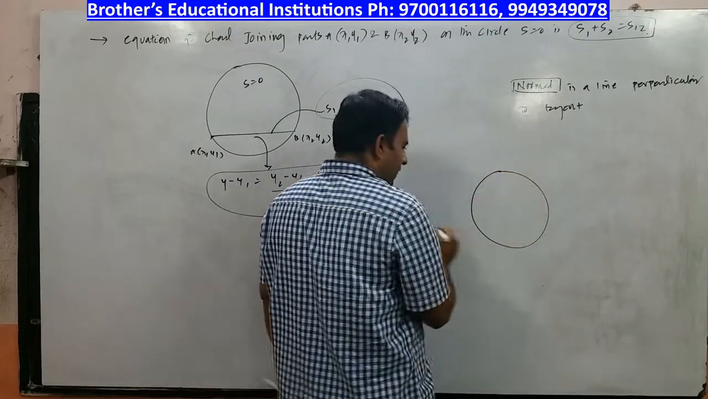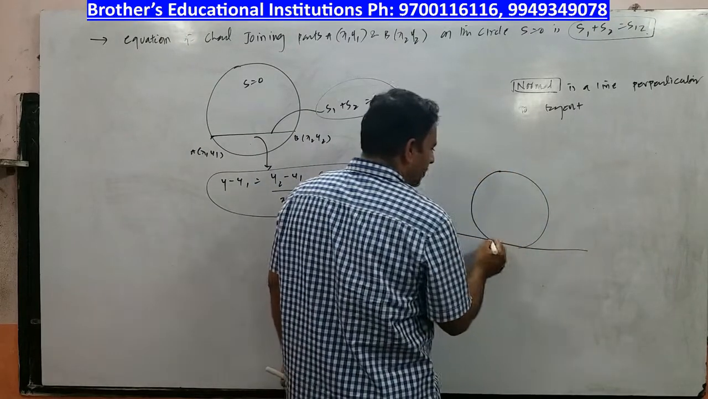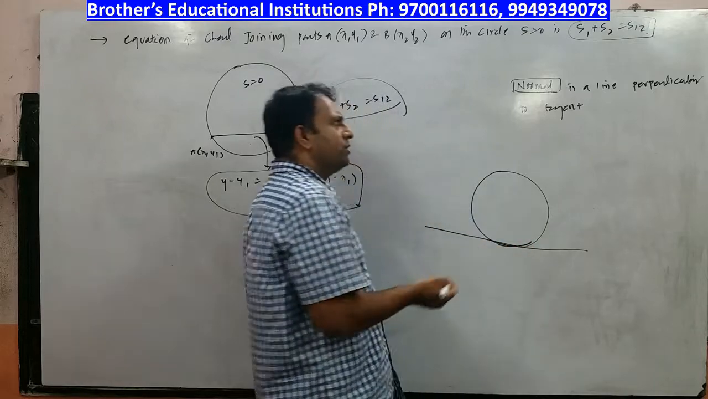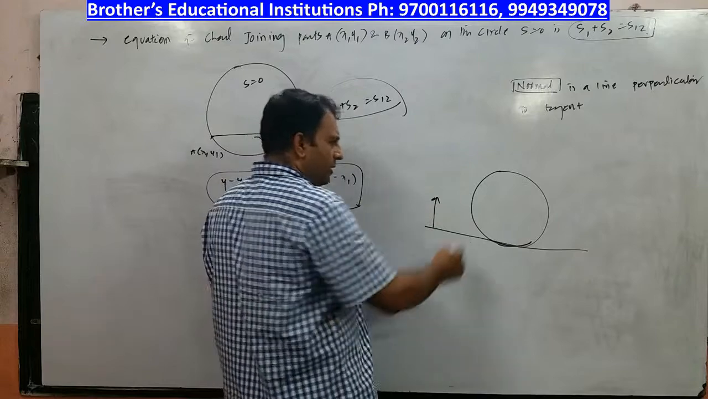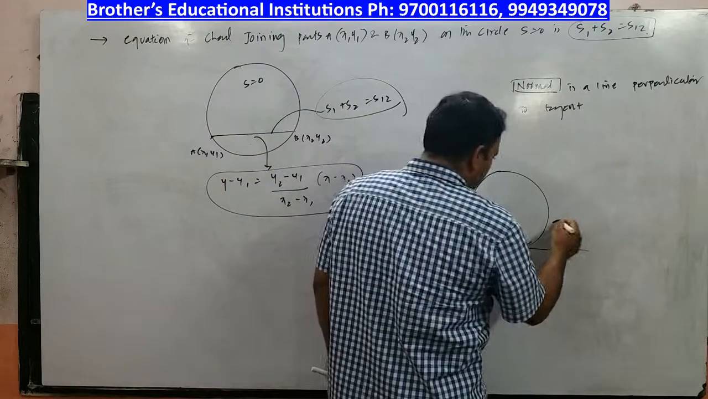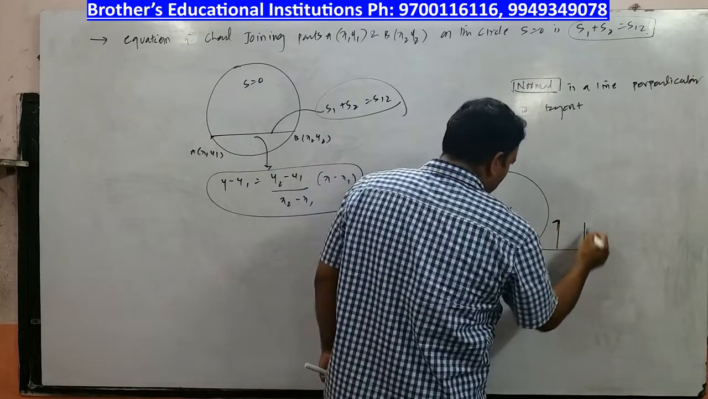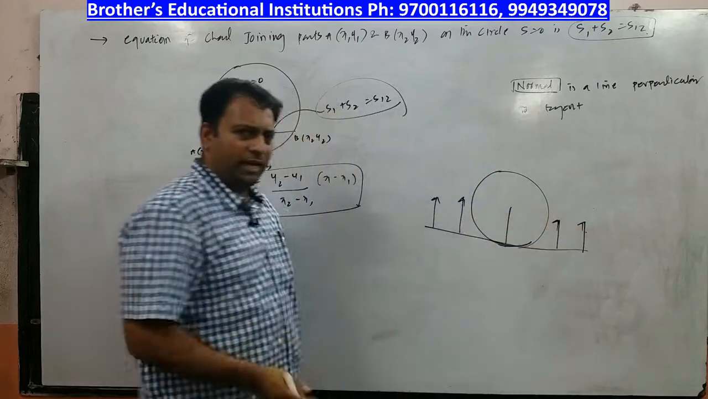Because if this is a circle and this is a tangent, it is touching here. What did you say? Normal is a line perpendicular to tangent. So I draw a perpendicular here. Do you think it is a normal? Do you think this is normal? Not all of them can be normal. Any one of them is normal.